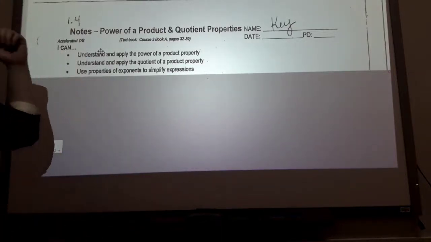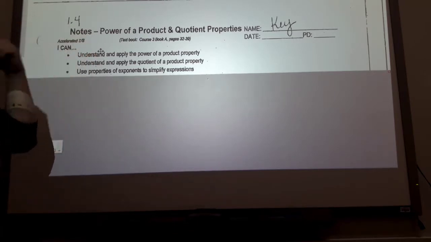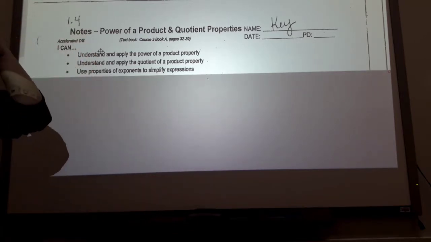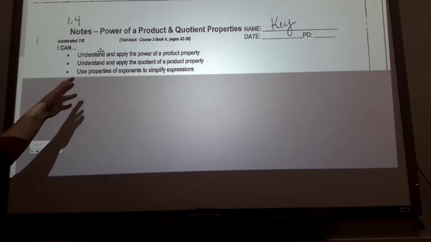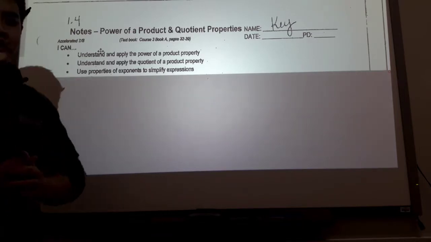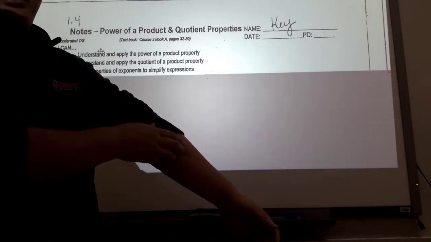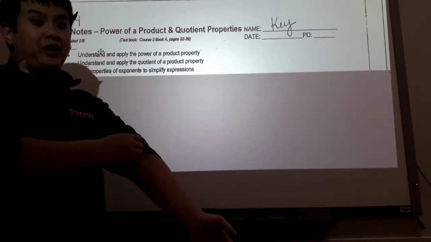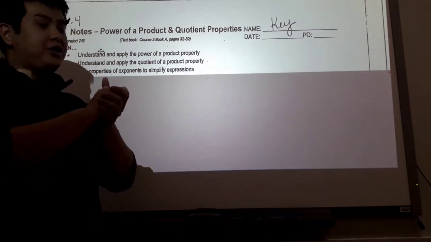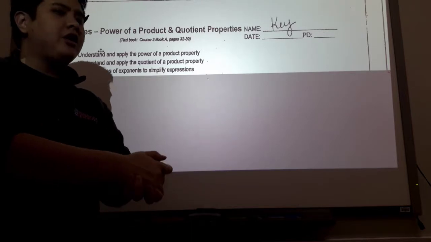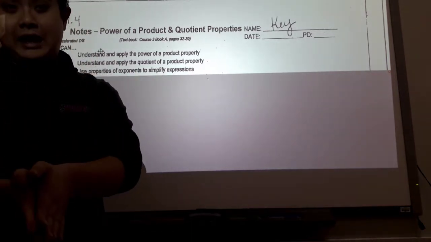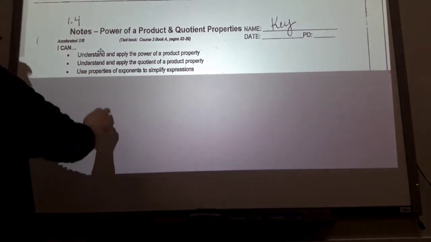Today's learning goal is I can understand and apply the power of a product property, and understand and apply the quotient of a product property, and use properties of exponents to simplify expressions. Okay? We've actually done quite a bit of this already, but we're going to do this in notes and also talk about a different way of looking at these properties.